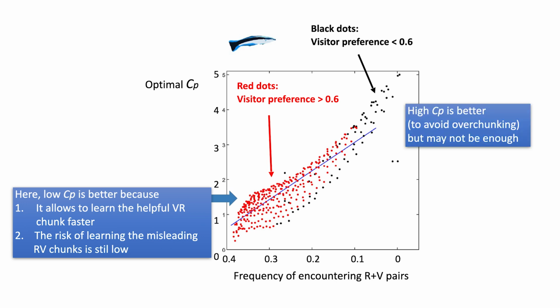On the other end, in this area, a high chunking parameter is better to avoid overchunking, but it may not even be enough. The black dots mean that they fail to develop preference despite it.